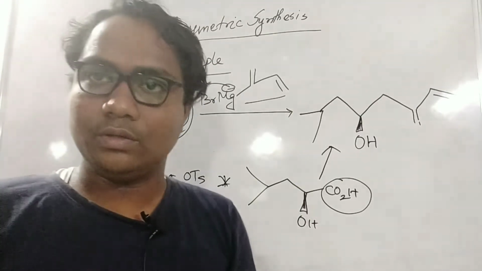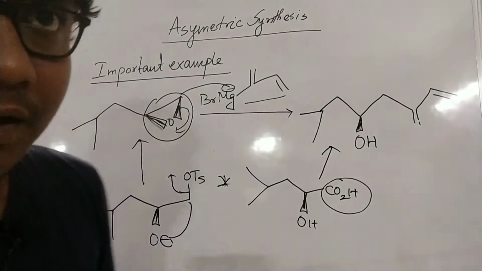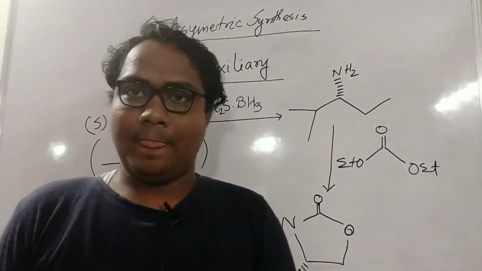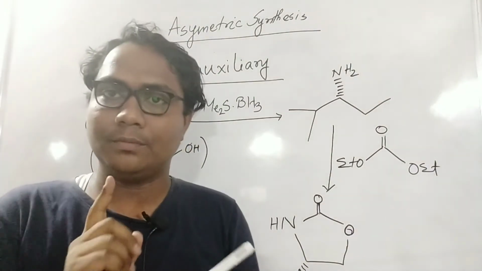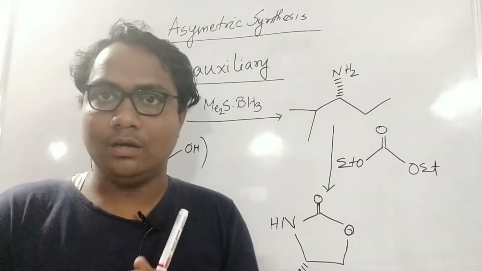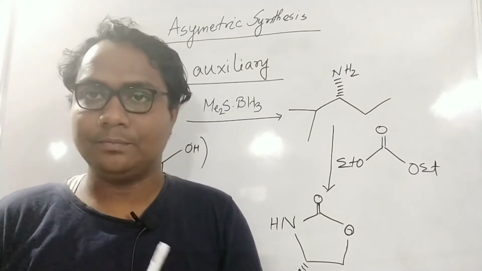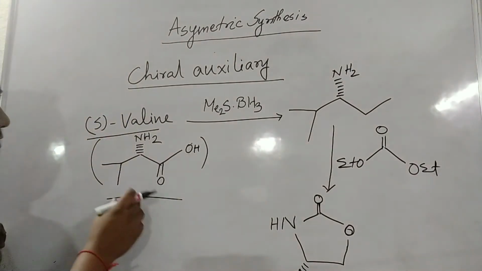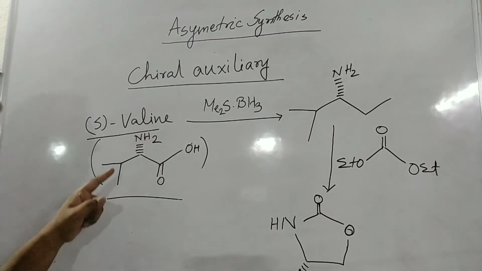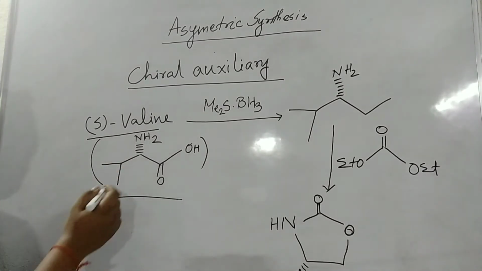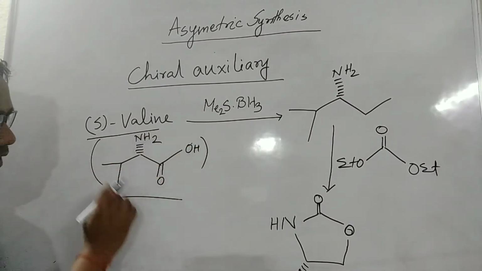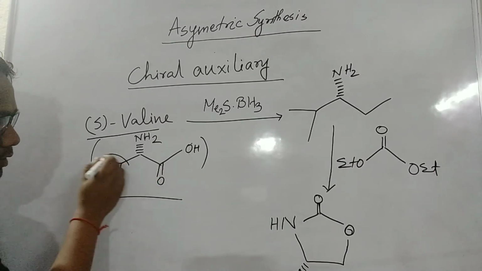Now I will go to another example. Hi friends, in asymmetric synthesis, one of the most important terms is the chiral auxiliary. So this is S-valine, an amino acid. There is one isopropyl group here.